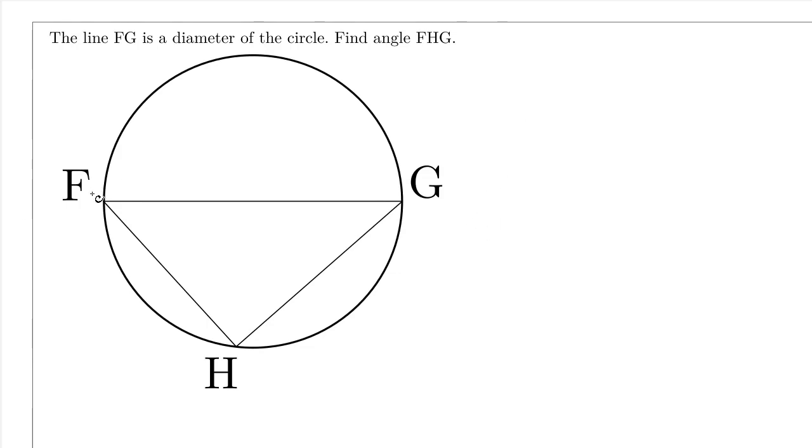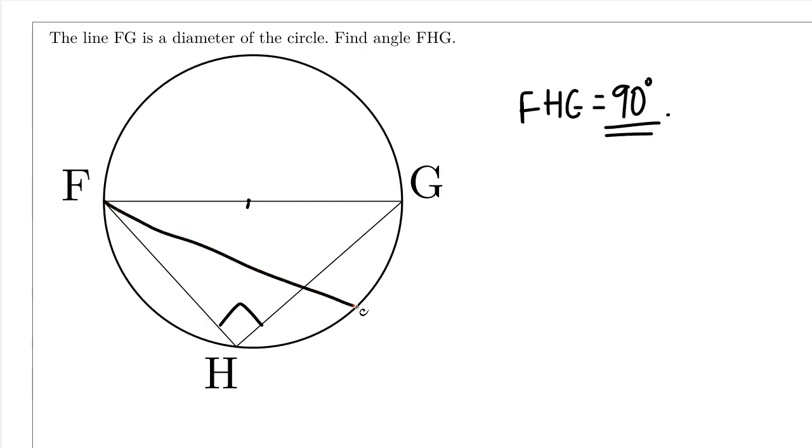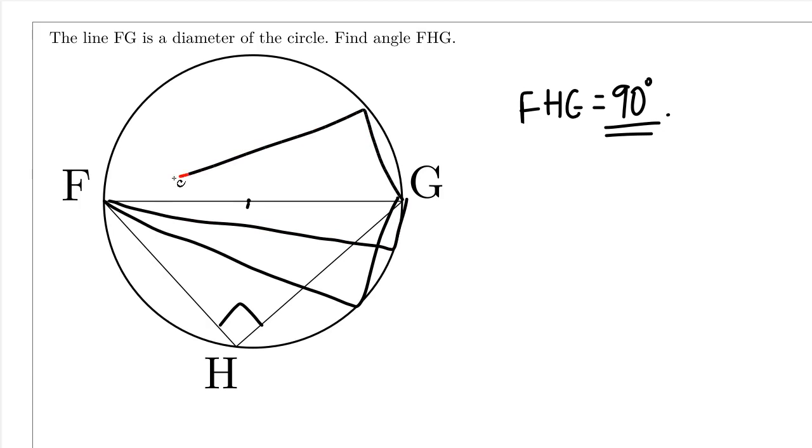And another question, the line FG here is the diameter of the circle. Find the angle FHG. Again, if FG is the diameter and it passes through the center of a circle, that makes this angle here a right angle. Any angle that's drawn from FG is a right angle, so FHG is equal to 90 degrees. And that's it. So any angle we draw from these two points, FG, would be a right angle. This one, this one, this one. They're all 90 degrees. And that's all there is to this theorem.